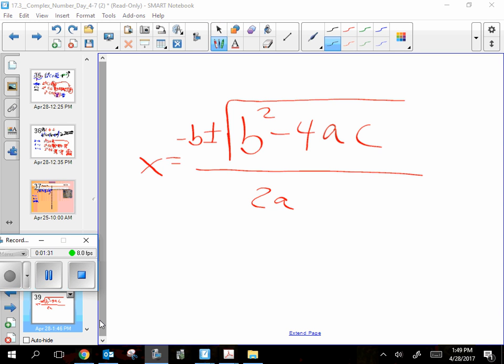And it goes like this. X equals negative b plus or minus square root b squared minus 4ac all over 2a.